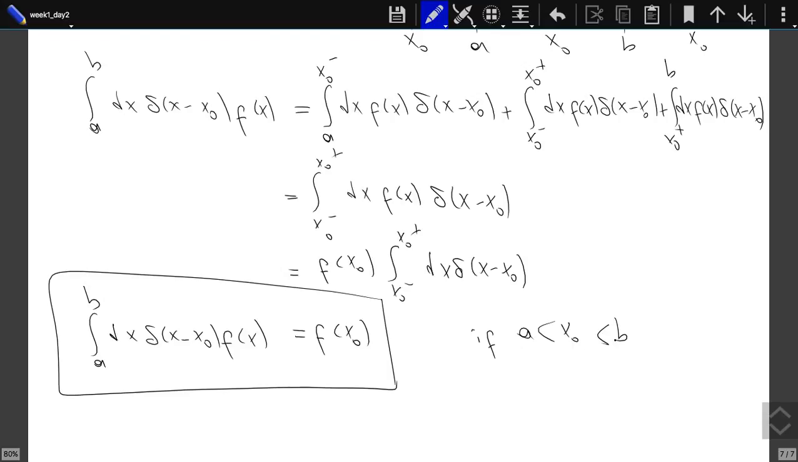Okay, Dirac delta is a weird function. Usually it's quite confusing at the beginning. It's almost everywhere 0. But the nice thing about the Dirac delta function is its integral is almost trivial. It just tells you that wherever you see x in the integrand, put x0.